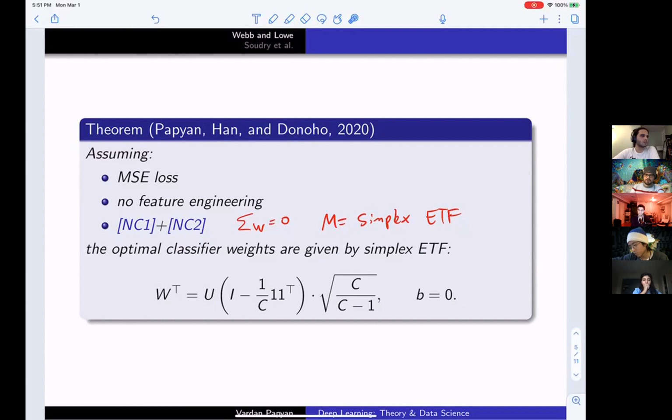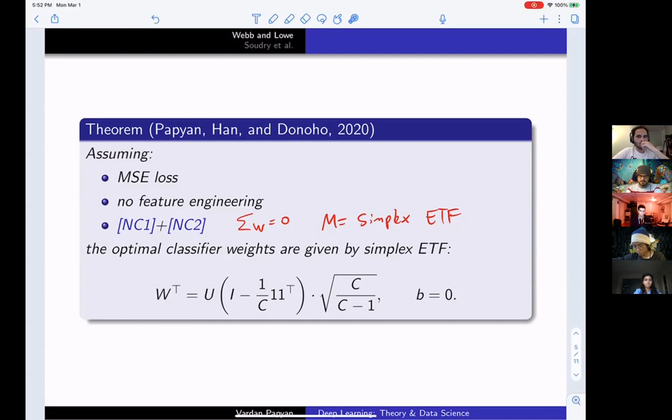So another way to think about it is that if you're not doing any feature engineering, then there's no way for your theorem to come up with the idea that the features would tend to a simplex ETF, right? If you would take into account the feature engineering, then the features and the class means would be able to move, and only then they would converge to a simplex ETF.